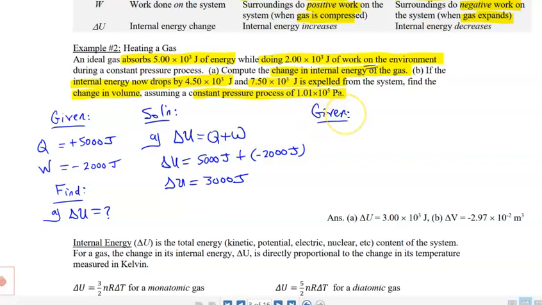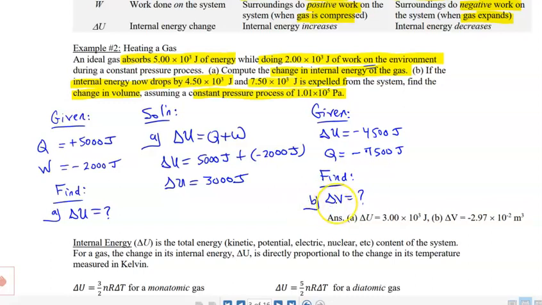So we are told that the internal energy drops by 4,500 joules of energy. And then 7,500 joules of energy is energy that is expelled out of the system. So this is actually heat, and it's expelled, so it's leaving the system. And we're asked to find here the change in volume. Call that part B.